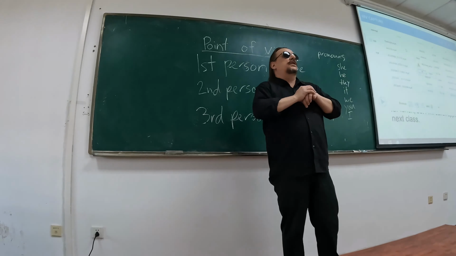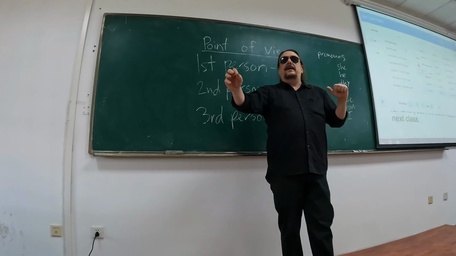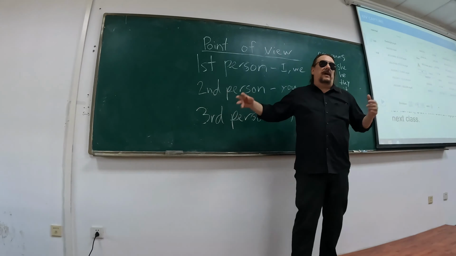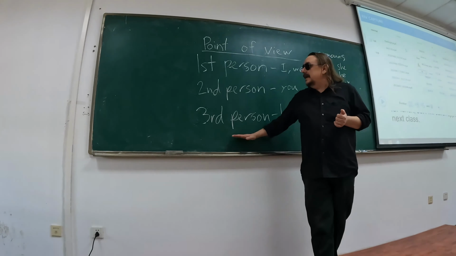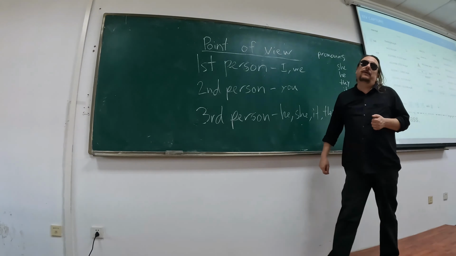And then we have omniscient third person, where we know what everyone's doing and we know what everyone's thinking. It's like God is writing the story, omniscient third person. But I talk more about that in another lesson. I just really quickly wanted to talk about point of view.